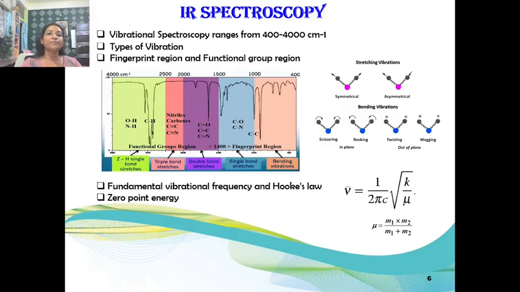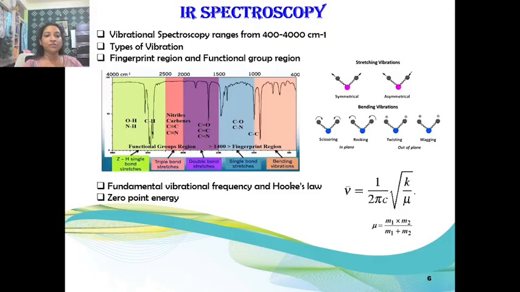Now what is the fingerprint region and the functional group region? In IR spectroscopy, we have two regions. The fingerprint region is very important to identify any compound, because in this region each and every type of compound gives a particular signal, whereas in the functional group region we get a particular signal for each type of functional group, from which we can predict which type of functional group is present in the compound.